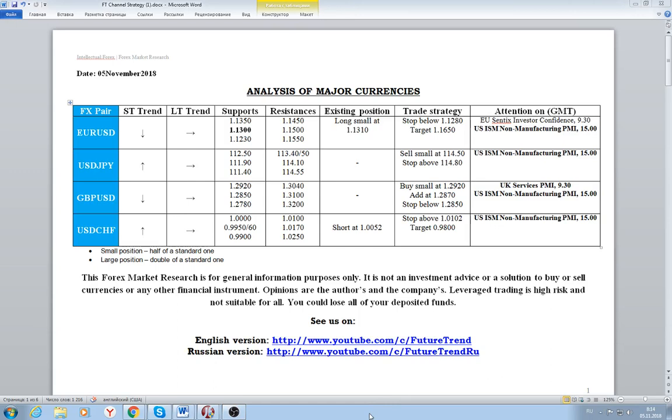For the date of 5th of November 2018, we start our everyday analysis of how to trade major currency pairs during the next couple of sessions.